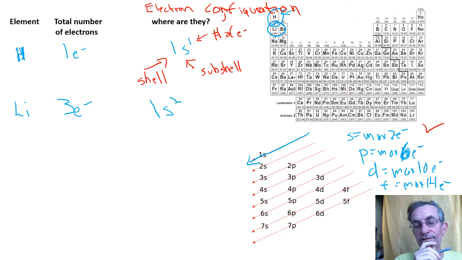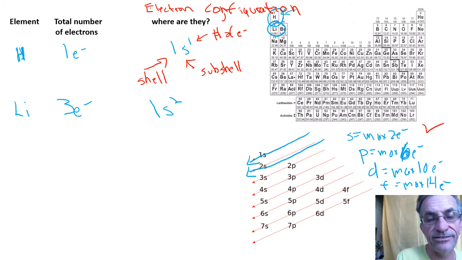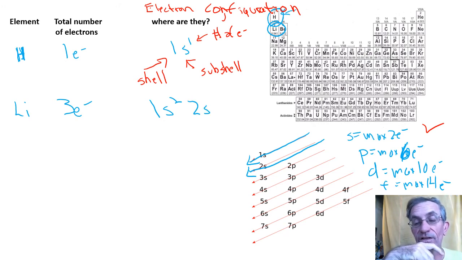That's the first 2. But that ain't all of them. There's still 1 more to go. So we got to start using another shell. When the 1s is full, we're going to go down the next diagonal and end up using the 2s shell. 2s will be the next level to fill up.